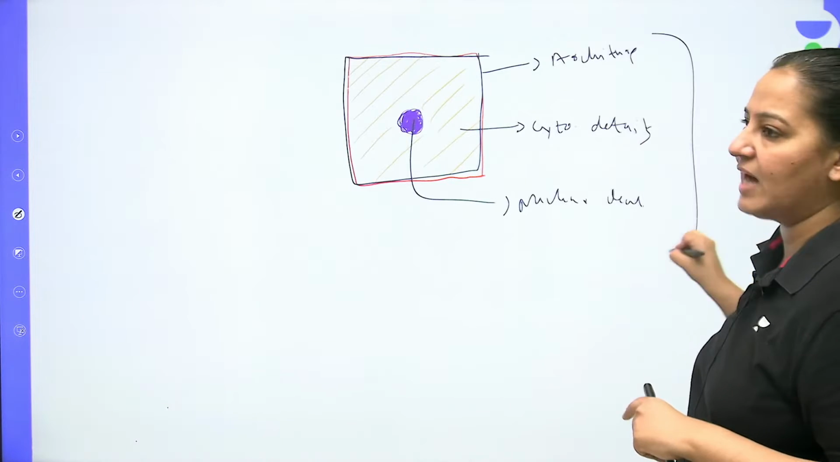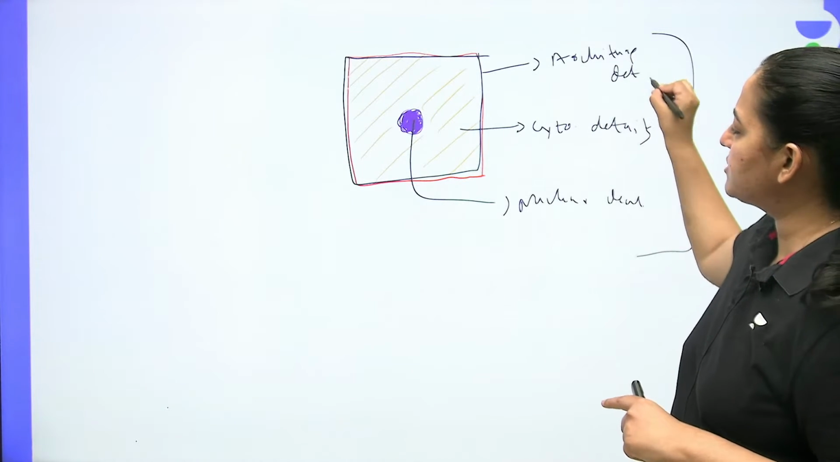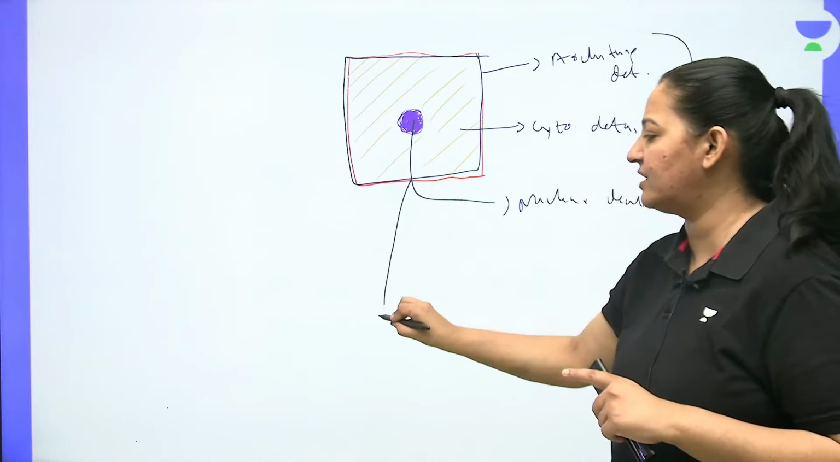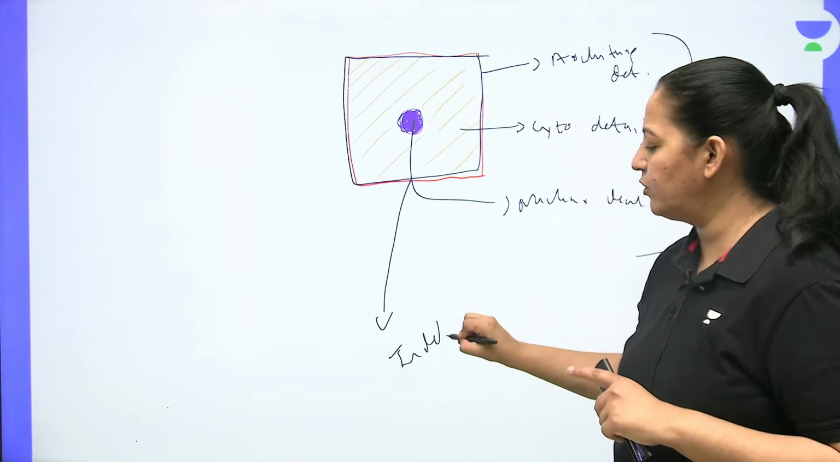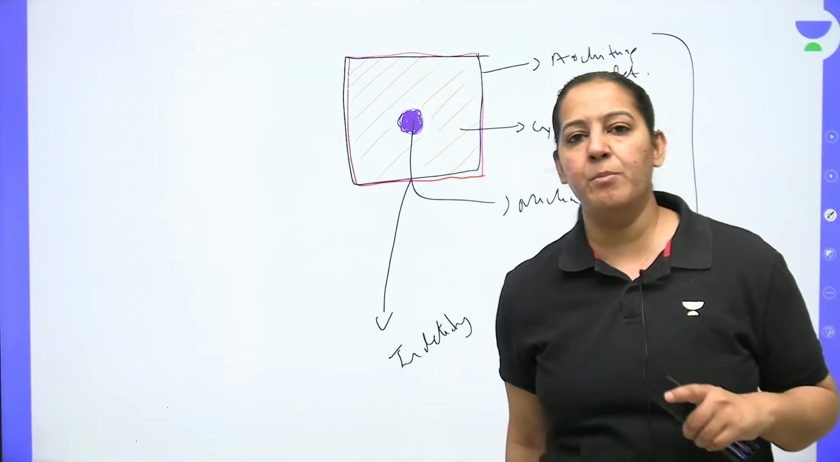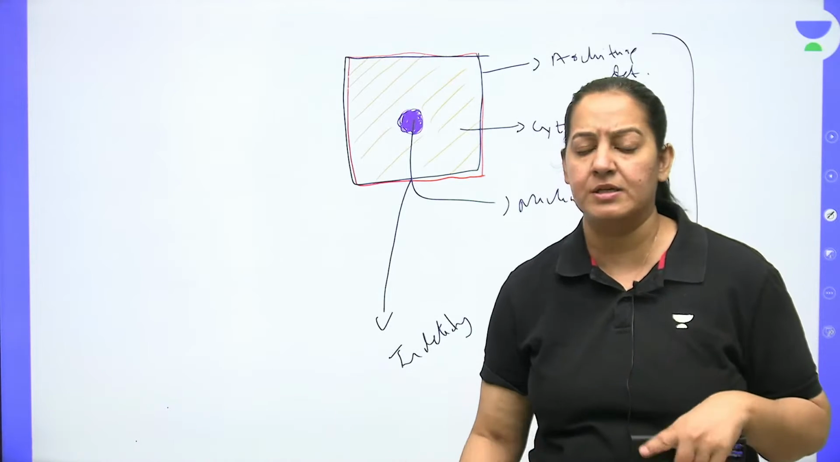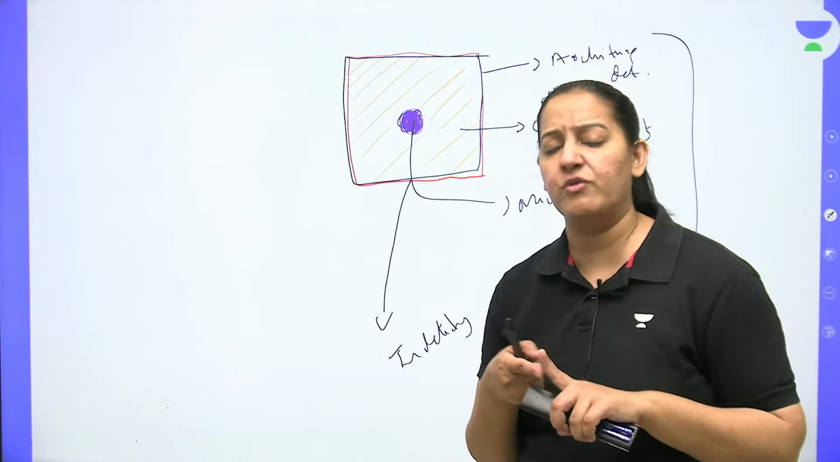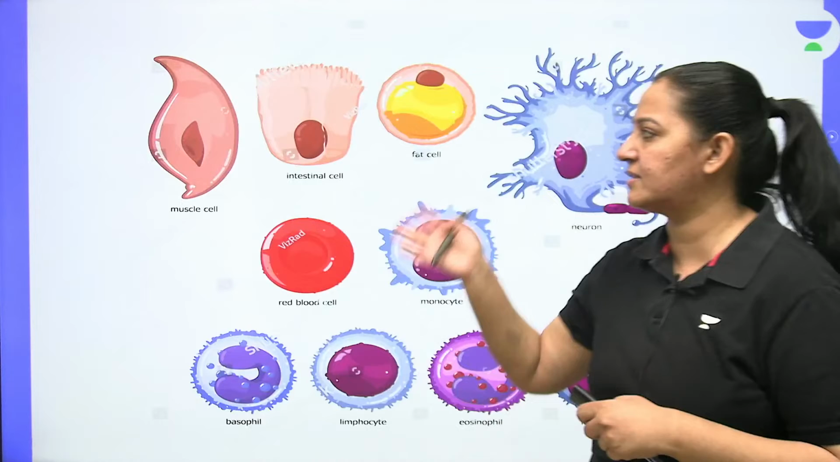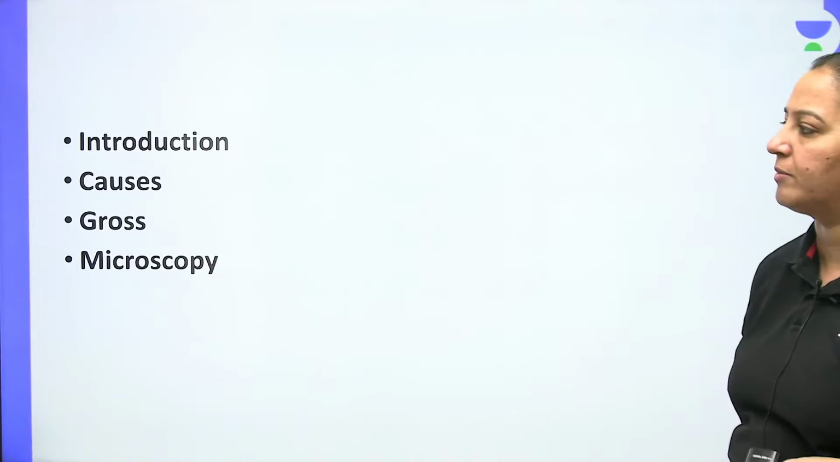Looking at the three details, the architectural details, the cytoplasmic details, and nuclear details, I can identify the type of the cell. I can give you the identity of the cell. Now in the human body, more than 1,000,000 types of cells are present. We have RBC, WBC, neutrophil, eosinophil, basophil, the muscle cell. All these types of cells are present in the human body.